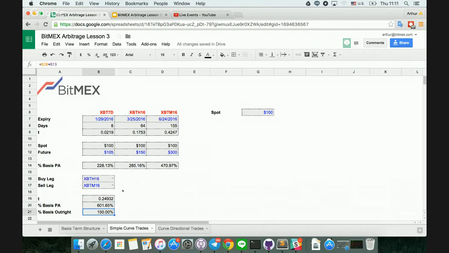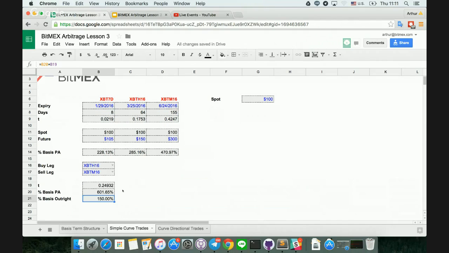And so now we come out with, we are making 150% outright, i.e. we take out the time component. So this is the time value times our basis per annum, and that is what we make for 64 days. Now this is very important. We just hold this strategy, which is why it's called a curve roll down. So we've gone long the H16 and short the M16. Now we wait. We wait for 64 days.